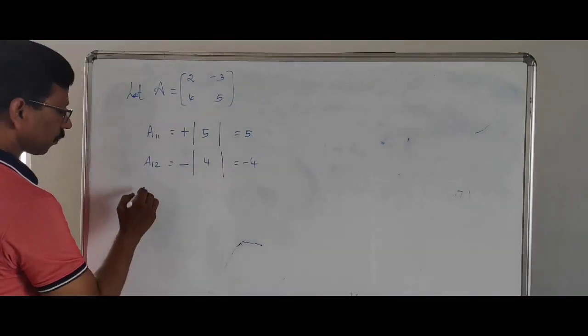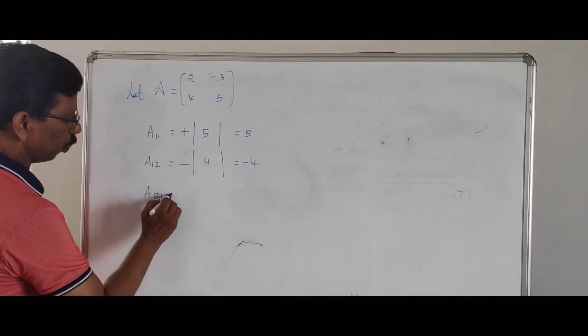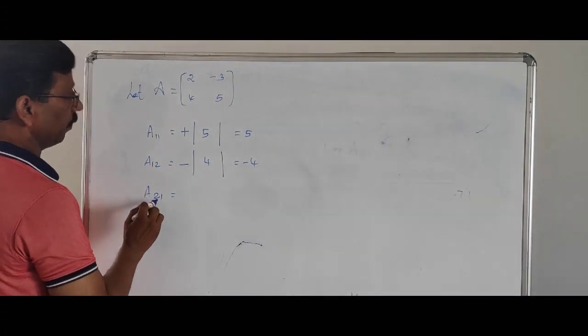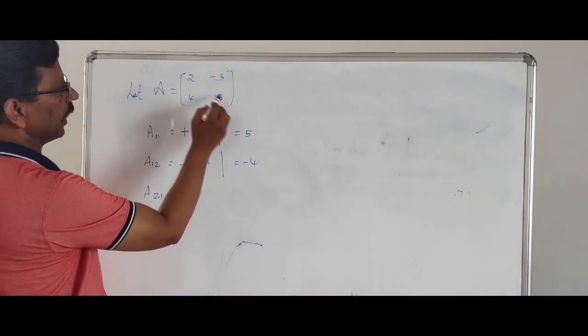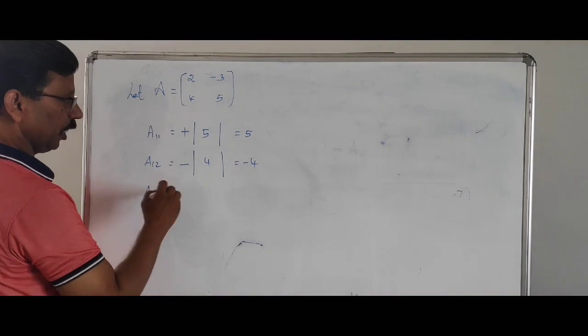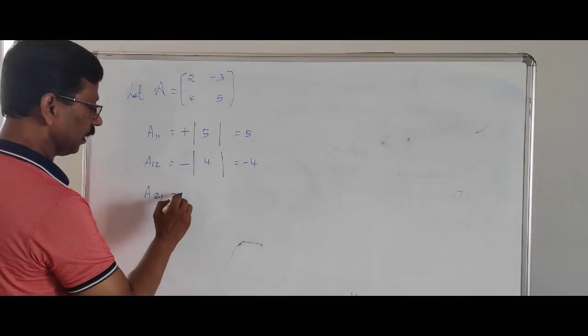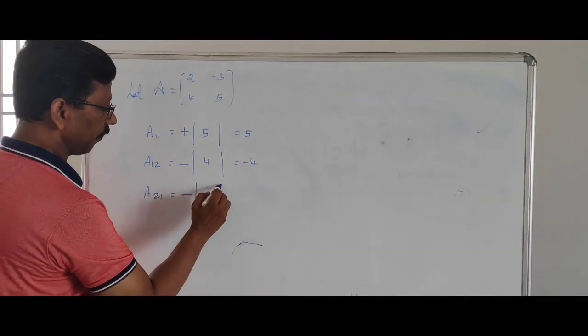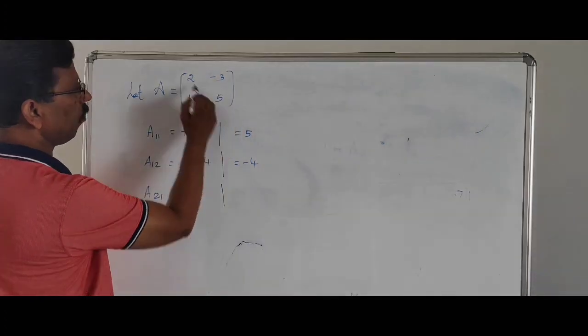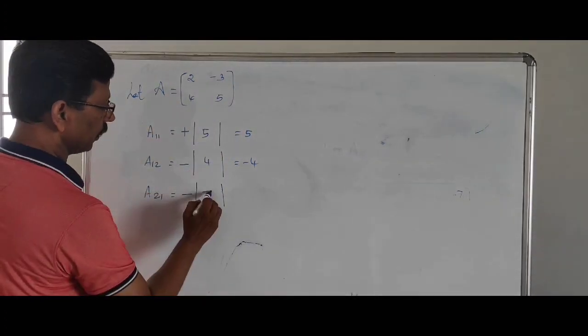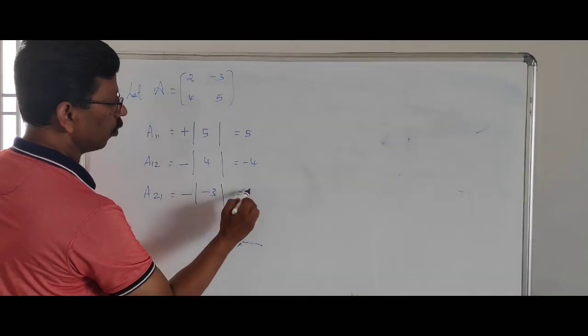Now, we can find A21. A21 is nothing but the cofactor of the element 4, which stands in the second row, first column. Now 2 plus 1 equal to 3 is an odd number, hence we can assign a minus sign. Then we can find the minor by deleting the second row, first column. Then you can get minus 3. Then minus of minus 3 equal to plus 3, we can say.